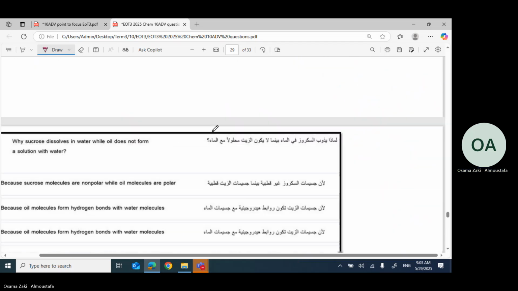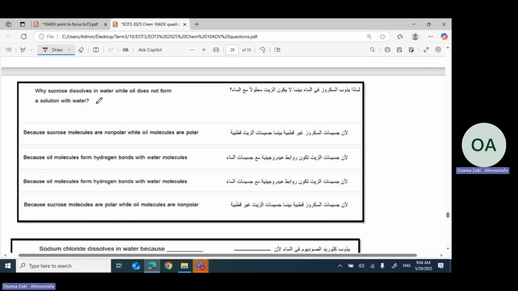Because this is molecular. Here, why does sucrose dissolve in water while oil doesn't form a solution? Because the sucrose molecule is non-polar while oil is molecular? No, oil is not molecular. Sorry, they said here oil is polar. Oil is not polar; oil is non-polar. Do oil molecules form hydrogen bonds with water? No, they don't. If they did, it could dissolve, but they said here that oil doesn't dissolve.